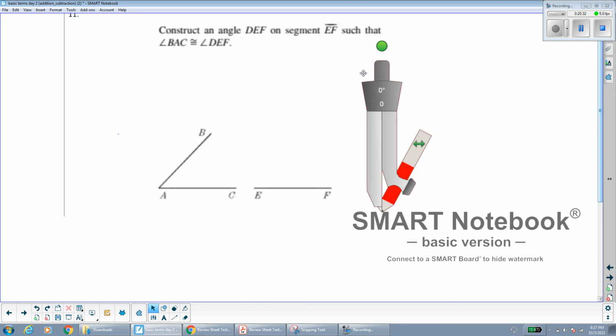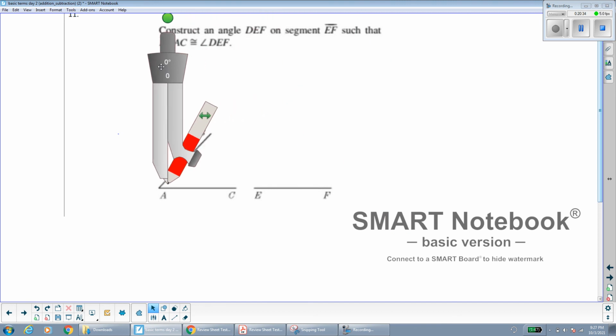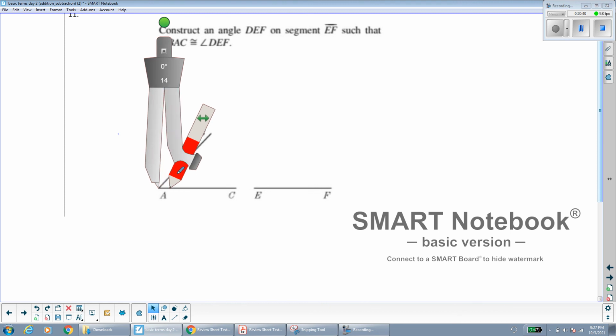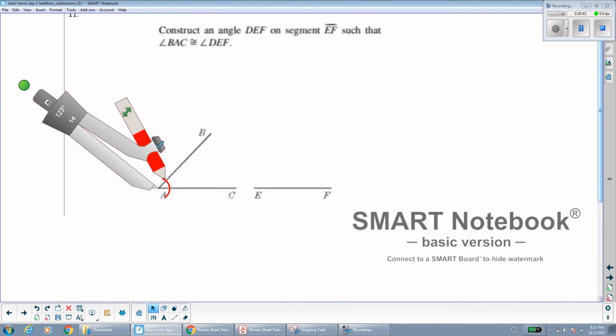The first step for copying an angle is to put your compass point on the vertex of the angle that you're copying. So here that would be vertex A. I'm going to open up my compass. It doesn't matter how much. All that matters is that when I make an arc, the arc intersects the angle in two spots.